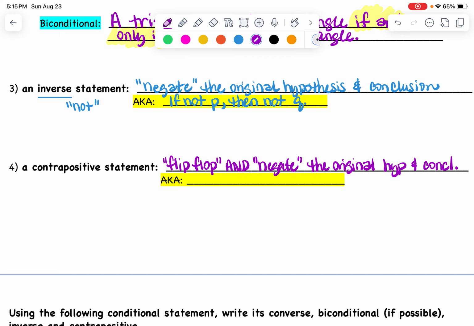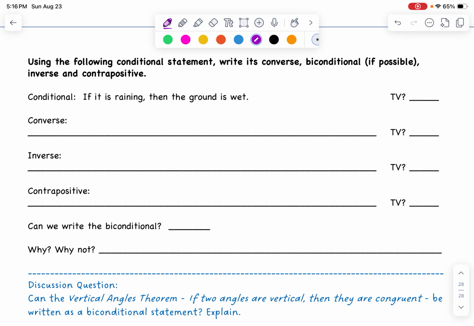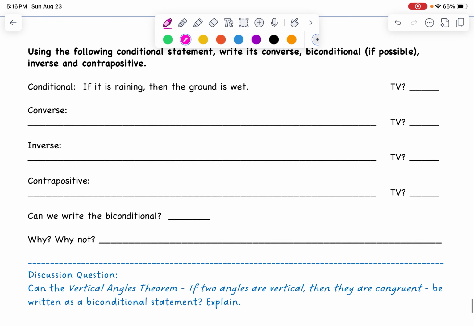Okay, so again, if the original conditional statement was if P then Q, then my contrapositive is going to be if not Q, then not P. Right? We're flip-flopping and negating. And then, of course, up to you to determine if that still is a true or a false statement, which can get kind of weird sometimes when you start throwing knots in there. So we'll talk more about that in just a sec. Okay, so if you turn the page, we are going to do one full example of this and then just talk about a couple more quick things and we'll be done.